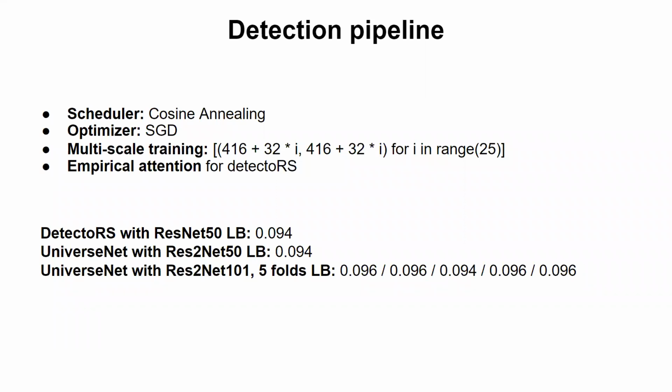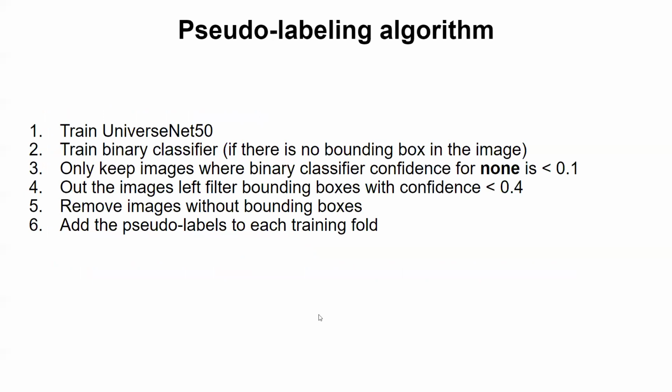We trained DetectoRS and UniverseNet models using a cosine annealing scheduler and SGD optimizer. We used multi-scale training using the different image sizes given here. For DetectoRS, we added empirical attention. Below you can see 7 different model results on the leaderboard.